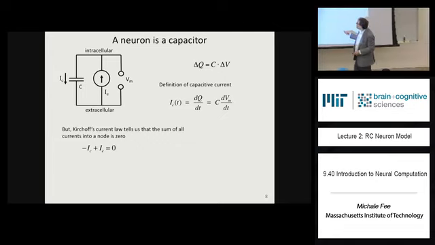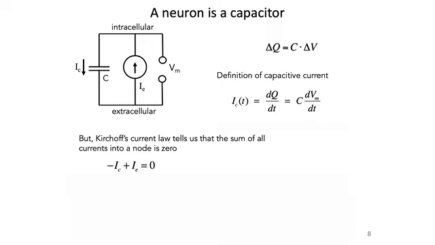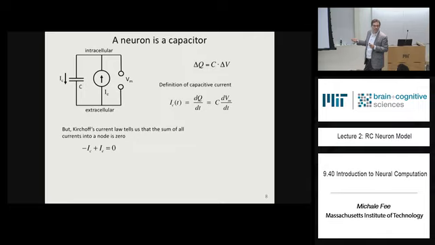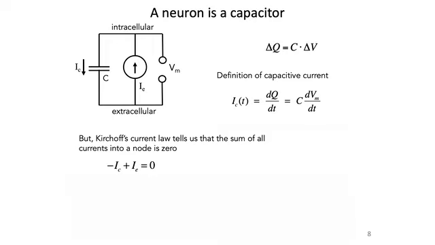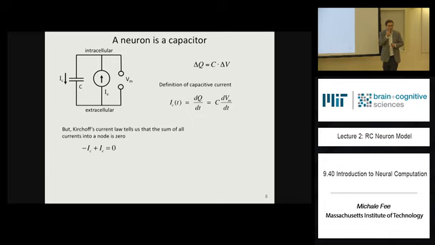Now what we're going to do is relate the injected charge, the injected current, to the capacitor. And what does Kirchhoff's current law tell us? It tells us that the amount of current going into this wire has to be equal to the amount of current leaving that wire. So we can write that down as follows. The difference in sign here is because the electrode current is defined as positive inward. The capacitive current is defined as positive outward.